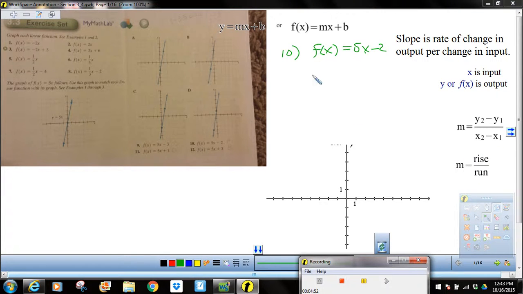On 9 through 12, they want you to match it with the graphs above. I'm doing number 10 and number 12. On number 10, the y-intercept, b, is -2, and the slope is 5. So every time I move over 1, it's going up 5. That's a pretty steep slope. I'm going to draw my line.